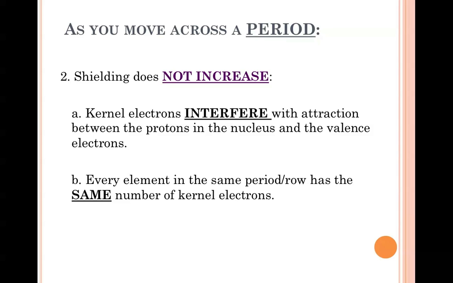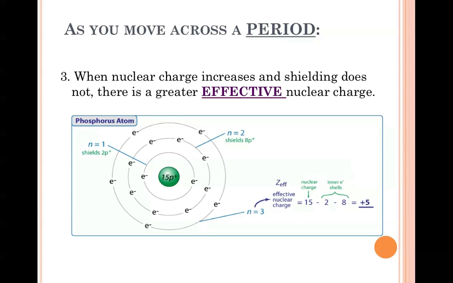Also, as we move across a period, shielding does not increase, and shielding occurs with our kernel electrons. Those interfere with the attraction between the protons in the nucleus and the valence electrons. Every element in the same period, or row, has the same number of kernel electrons. And we're leaving out our transition elements in groups 3 through 12, just focusing on groups 1 and 2, and then 13 through 18. So again, nuclear charge increases as we move across a period, but shielding does not. Because of these two factors, having a greater nuclear charge and no change in shielding, we can say that there's a greater effective nuclear charge. So there's a greater pull between the nucleus and the valence electrons.